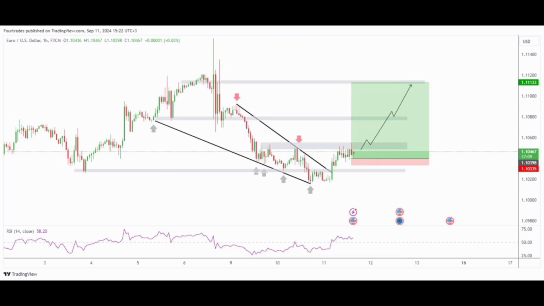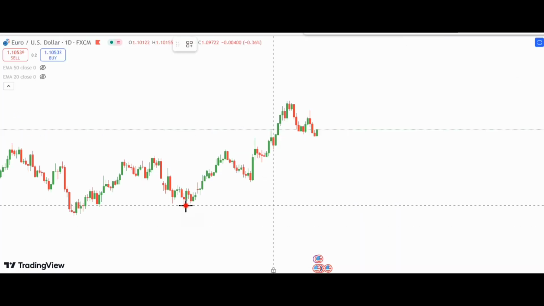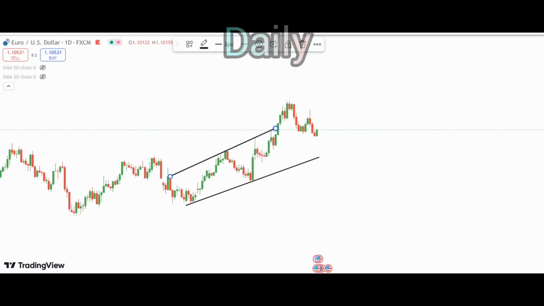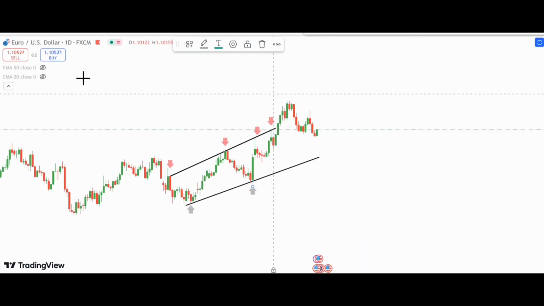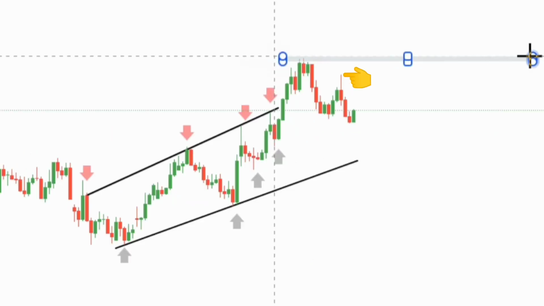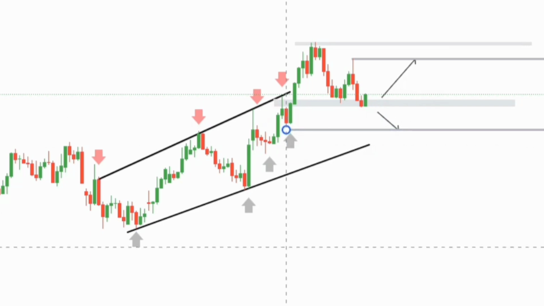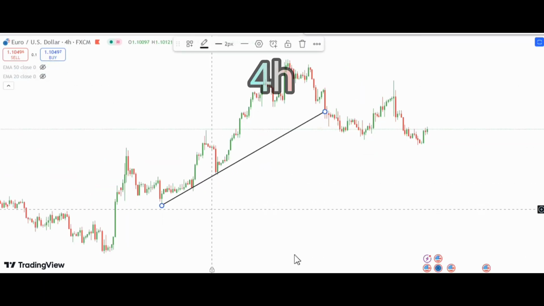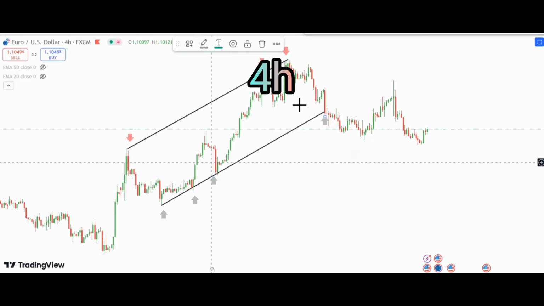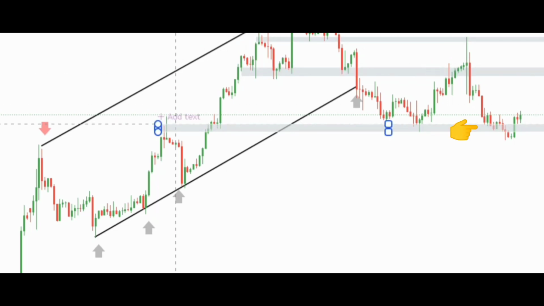Let's put everything together with a practical example. Here's a recent trade on EUR USD. Starting from the daily chart, we identified a resistance level at 1.11564 and a key support at 1.10485. On the 4-hour chart, we refined those levels and spotted consolidation near the 1.10400 zone.